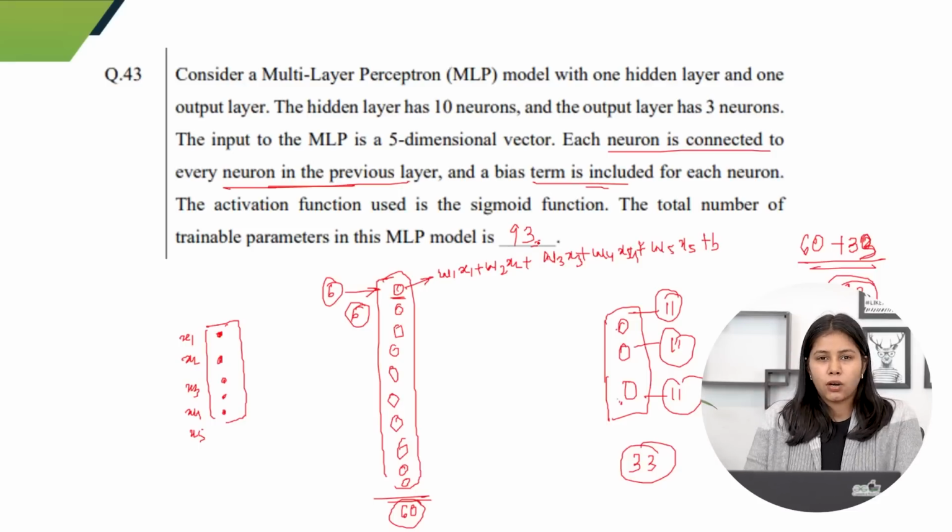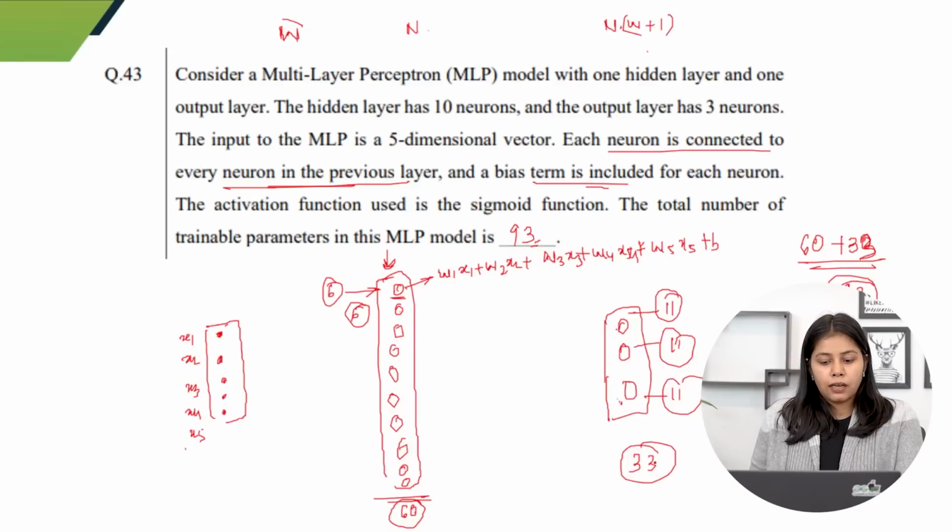Okay, so that's how we'll find the number of trainable parameters. Or you can apply the formula. Let's say the number of neurons in a layer is n, and they are connected with a w-dimensional vector. Then I can write n into (w plus 1) to find the number of trainable parameters at this position. So 5 plus 1, that is 6, into 10, that is 60.